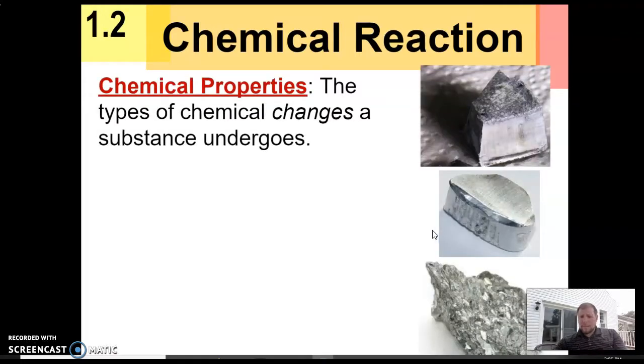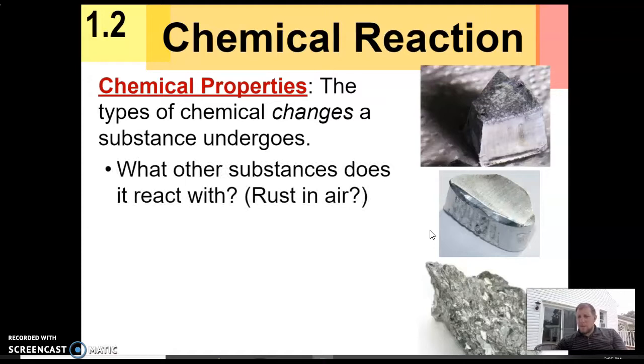Now, different substances have different chemical properties. And I request that you watch the video I did where I put two different, similar looking metals into a copper(II) chloride solution. Some of those metals reacted and others did not. That's because different substances have different chemical properties.